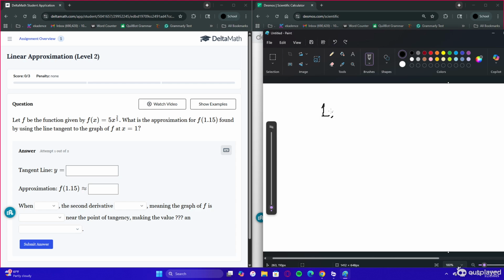So to find our y value, we're just going to plug 1 into here. So 5 times 1 to the power of 2/3, which is basically 1 squared, or you can just say 1. So 5 times 1 is 5.